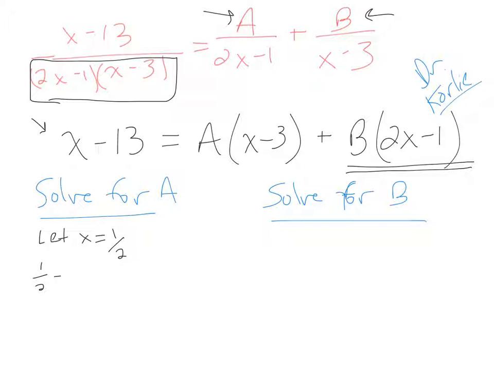and then I'm plugging in x is 1/2, and then we have 1/2 minus 13 equals a times, and 1/2 minus 3, that would be negative 5/2. Okay, so we got to do a little fraction math on the side. This is 1/2. 13 over 1 is going to be 26 over 2, so this is going to be negative 25 over 2. And then this is negative 5/2 a.